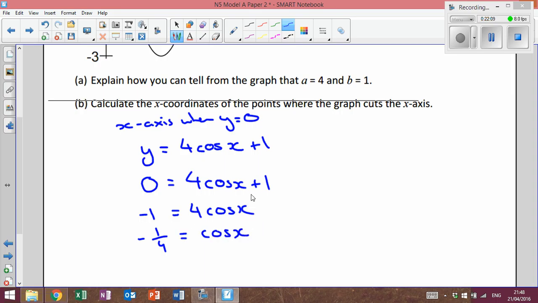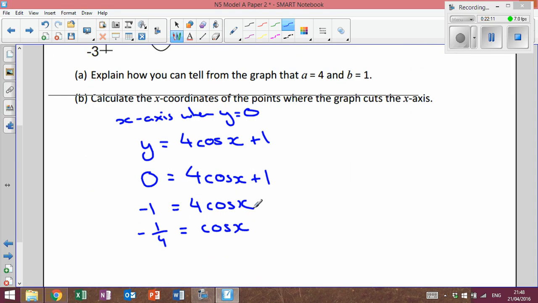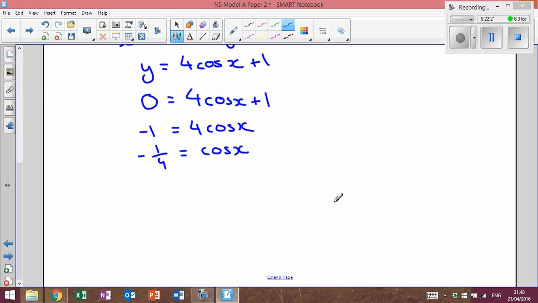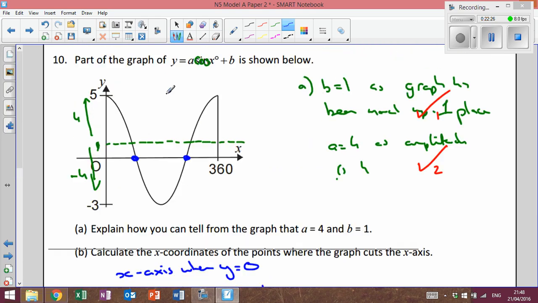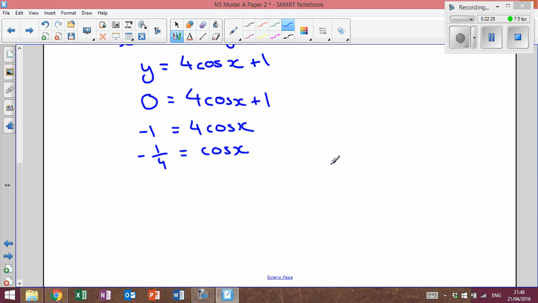Okay, and not an easy question this, but you're getting towards the end of paper 2, so it's not going to be easy. But you've just got to recognise your questions. Key to this is the x-axis and y equals 0. Now we have our trig equation. Cos x is equal to negative a quarter. We know that there's not just going to be one solution from the graph, there's going to be 2. And we know how to get those 2 as well.